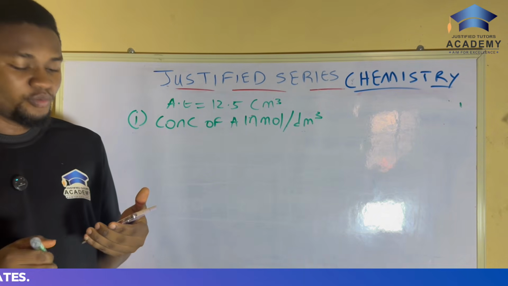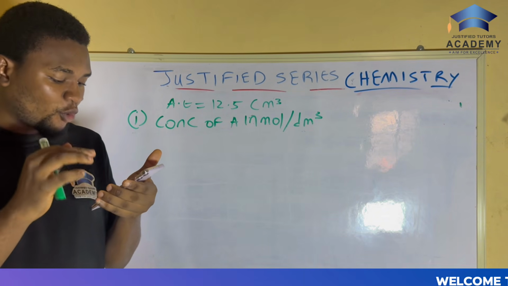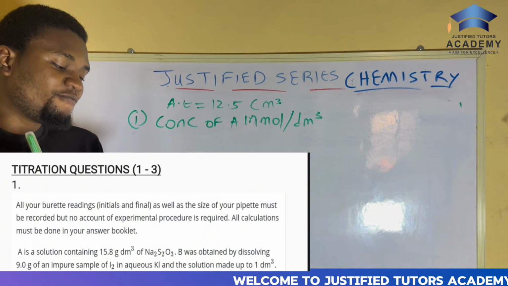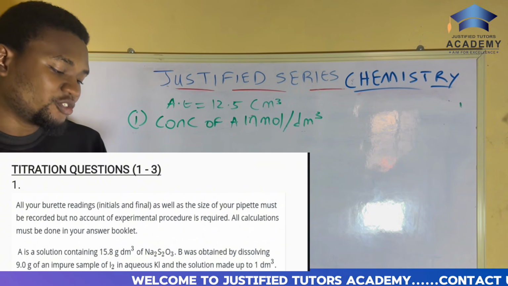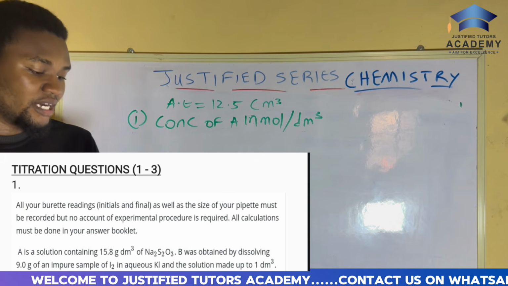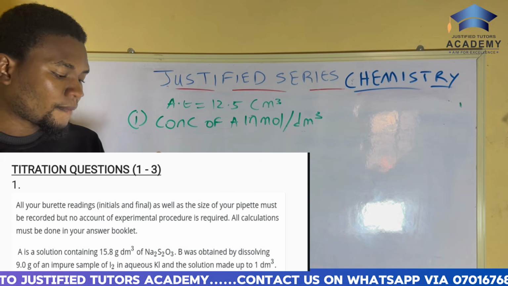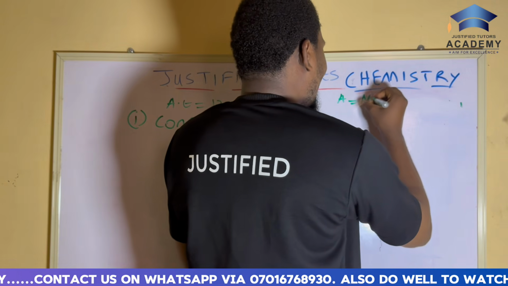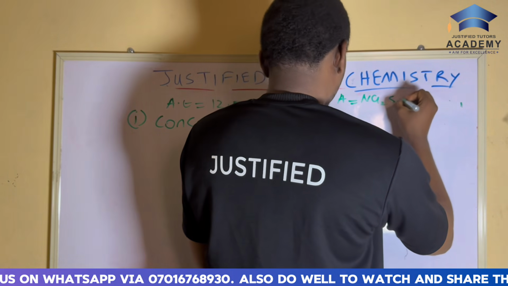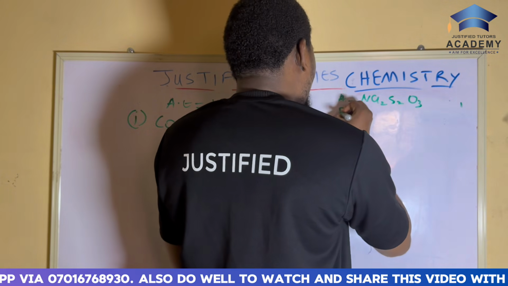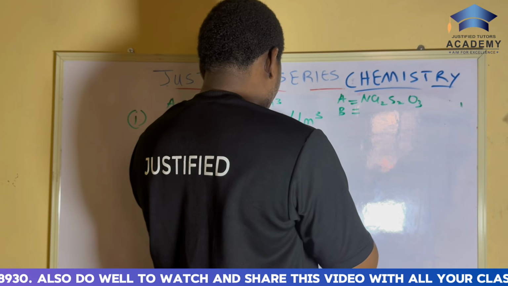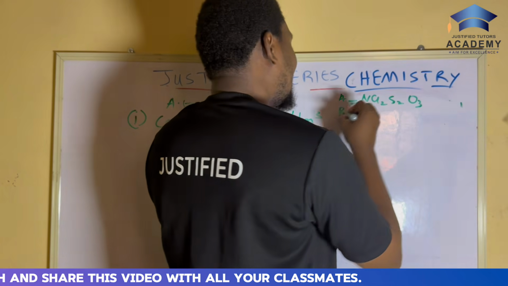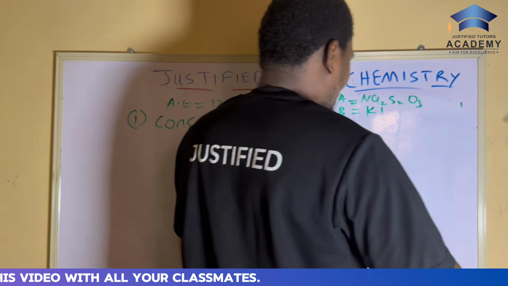Now, what do you do? First of all, you go back to the question and look out for what they called A. In the question, they say that A is a solution containing 15.8 gram per dm cube of Na2S2O3. So, conc of A, let me write it here: A is equal to Na2S2O3. And B is KI, our B is potassium iodide. That's it.